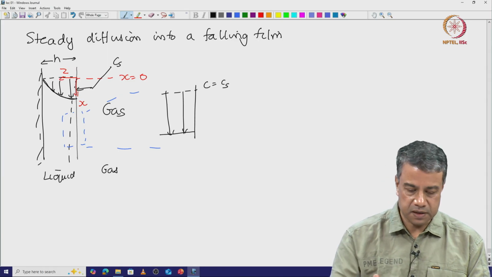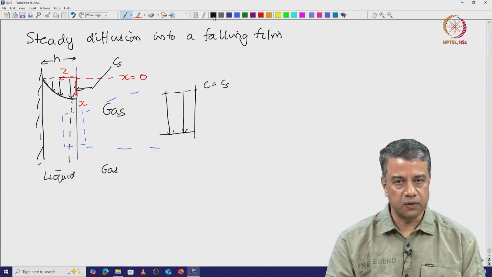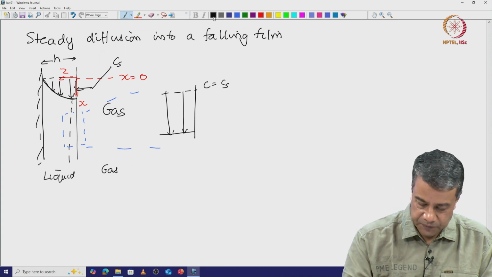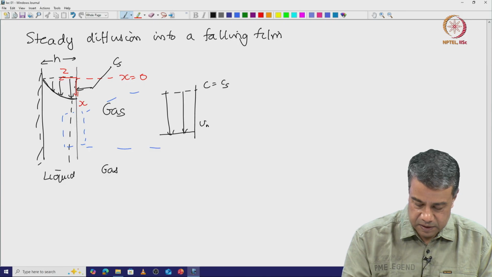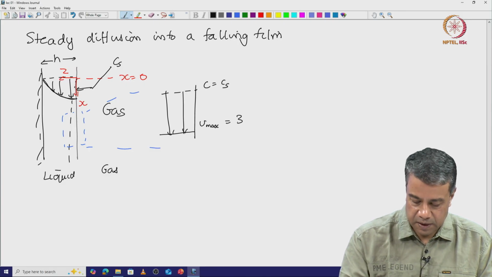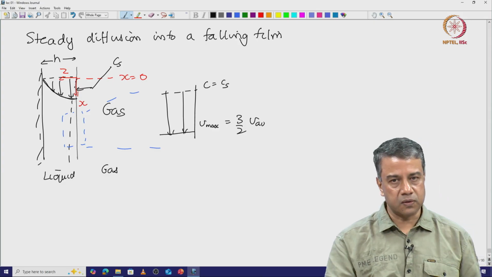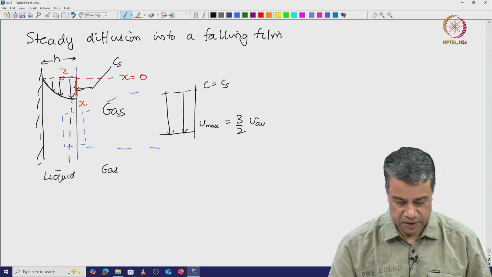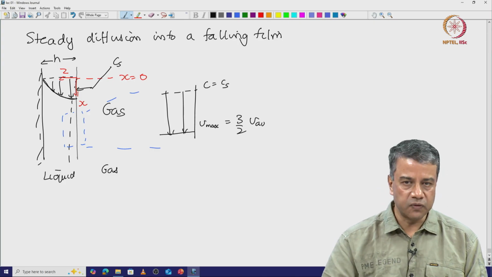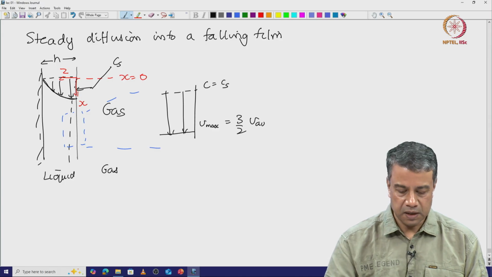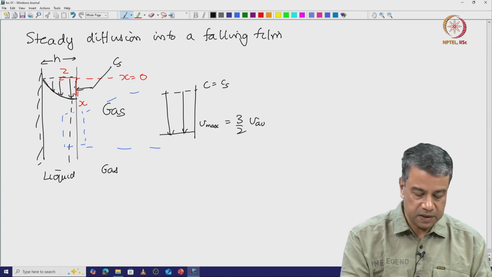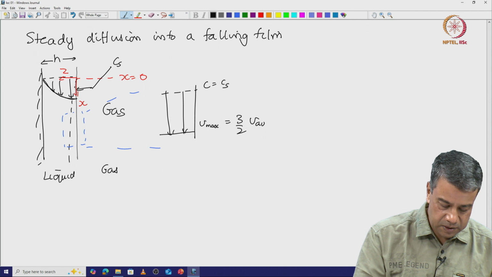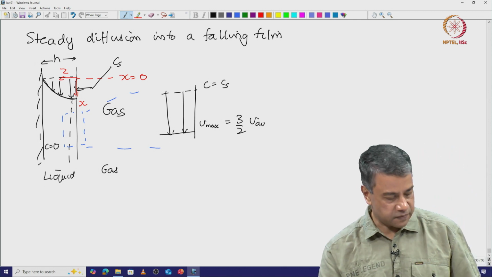This maximum velocity at the surface, I will not go into the details here, but it is quite easy to calculate. This maximum velocity, which I will call V max, is equal to 3 by 2 times the average velocity, the total height average velocity. And this region is moving downwards due to this maximum velocity, and we will assume that velocity is equal to V max within this region where the concentration has penetrated into the film, and C is equal to 0 within the rest of the film.